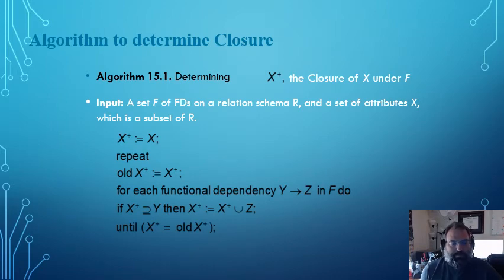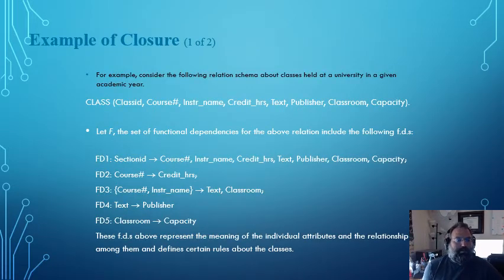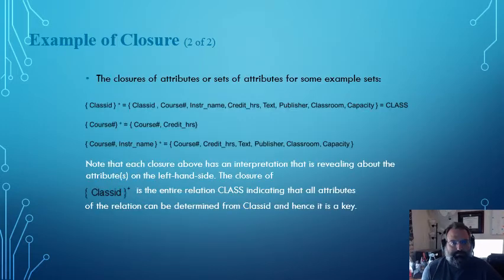Algorithm 15.1 is for determining X plus, the closure of X under F. The input is the set F of functional dependencies in the relational schema R, and a set X, which is a subset of R. Set X plus to X, and then repeat, and so on. Example closure: consider the following relational schema about classes held at a university in a given academic year. The closure of attributes or sets of attributes of some example sets.